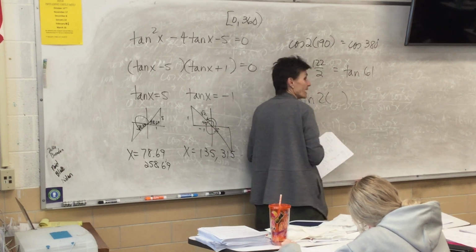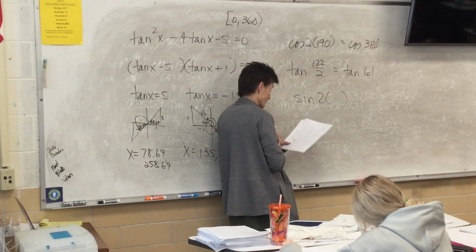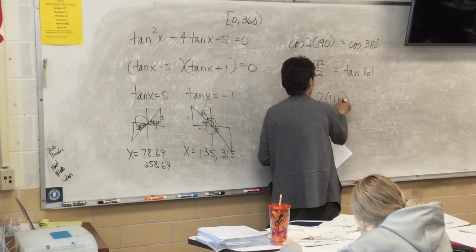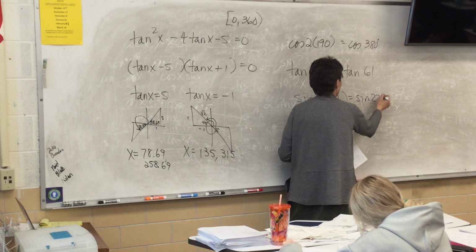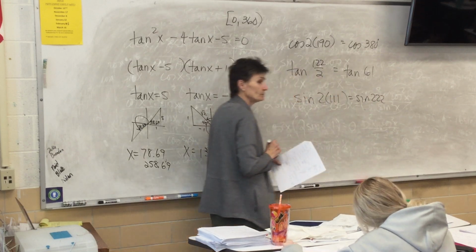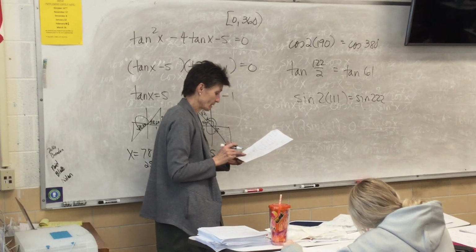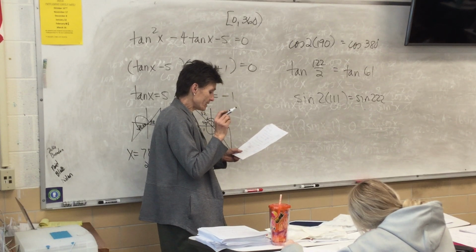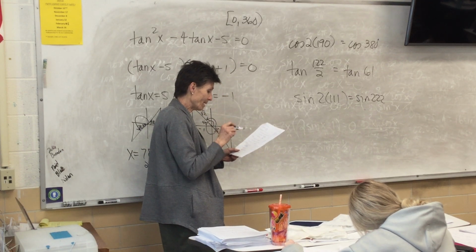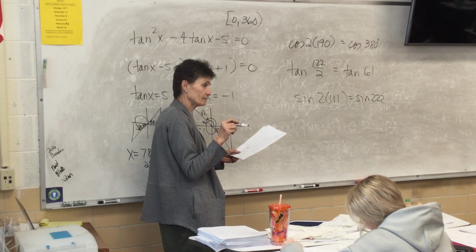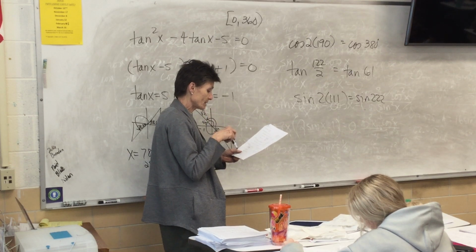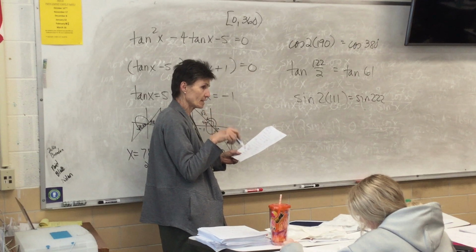Sine of 2 times the angle. And the angle in this case is 111, so this is a formula for the sine of 222. Sine cosine minus cosine sine.